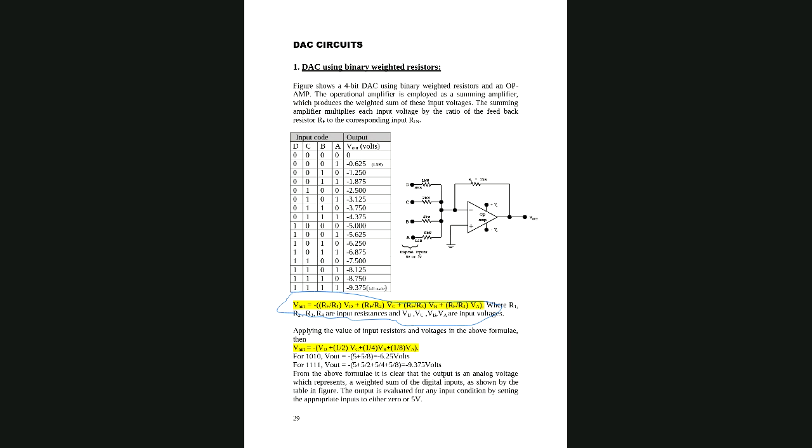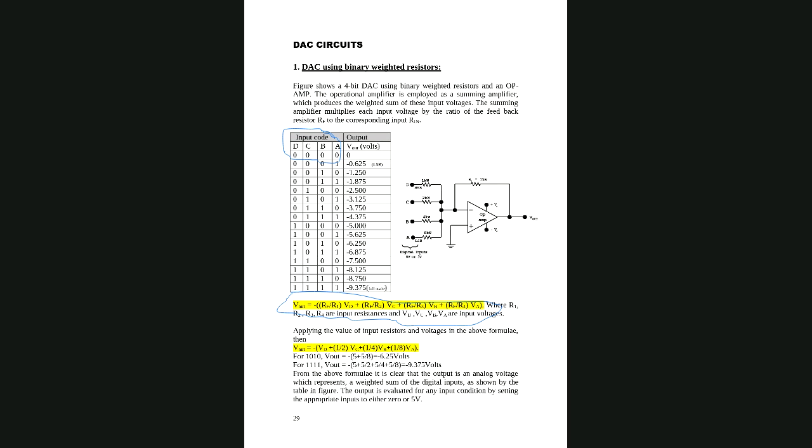So you can see here the inputs, the input code A, B, C, D. A is here, B is here, C is here, D is here. If it is 0, it is 0 volt; if it is 1, it is 1 volt. Now we solve it.